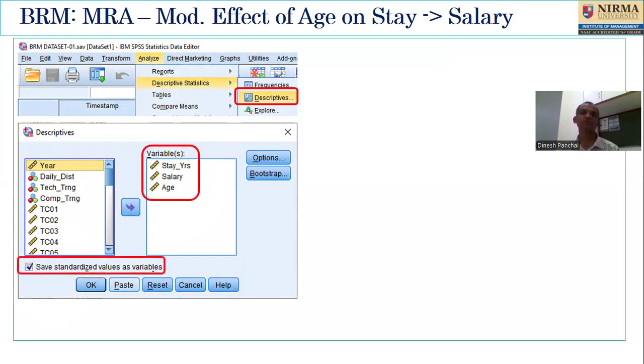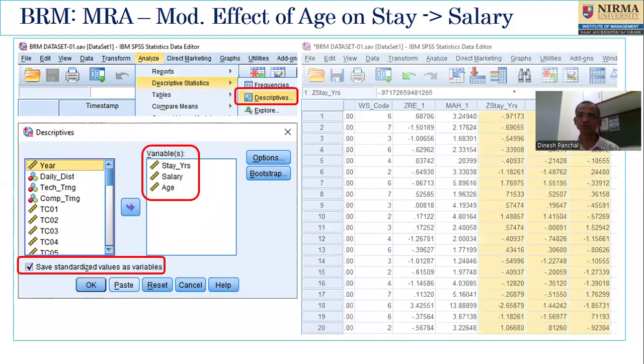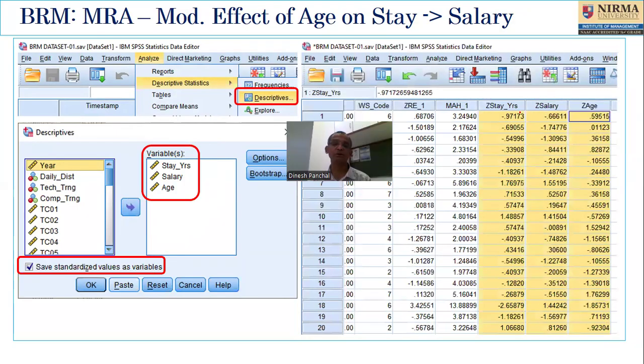Save standardized value as variable. You click on OK. Once you do this, you will get three additional columns, each one for stay, salary, and age respectively. They are standardized values, using the formula z = (x minus mu) upon sigma. Once you have that, now we need the interaction column of the moderating variable and independent variable.